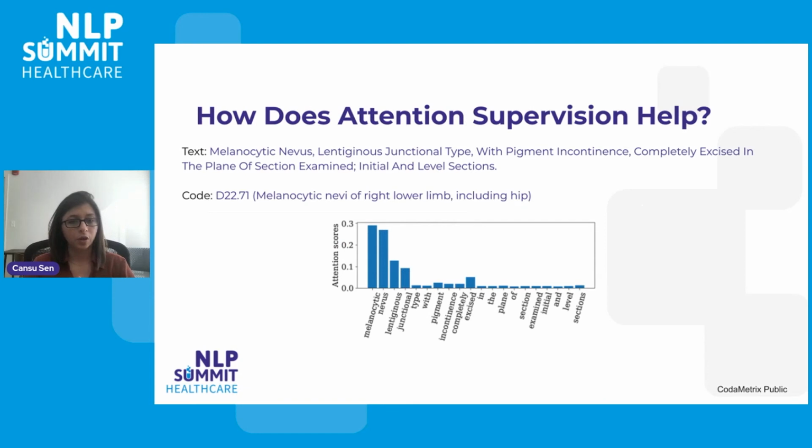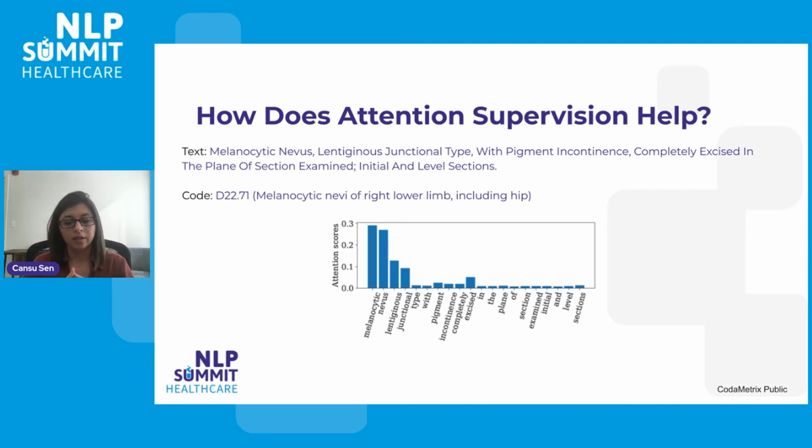I finally want to show one more thing, which is about the effect of supervising the attention mechanism. Here, I'm showing you a text, and for this text, the assigned ICD code is D22.71. For this case, our coders highlighted the first 2 words from this sentence.